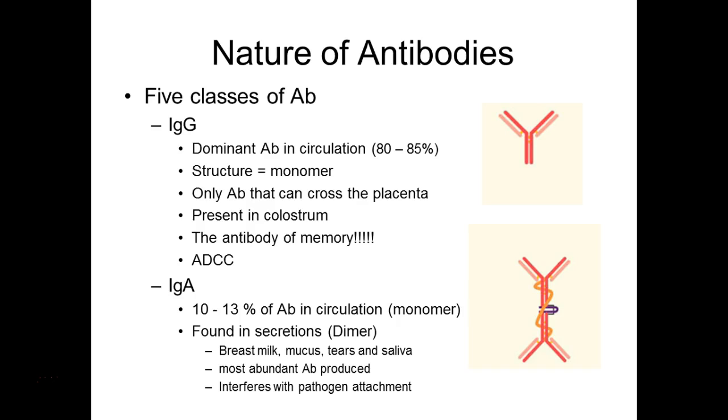IgA is actually the most abundant antibody you produce, but it doesn't stay in your body, right? You're continually secreting it in your mucus, your tears, your saliva. And when you're secreting it, when it goes into your secretions, it's in this dimer form. And where this really helps us out is it binds to antigens. And for an infection, whether it's a virus or a bacteria or even a protozoa or a fungus, they need to be able to attach to us, right, in order to cause infection.